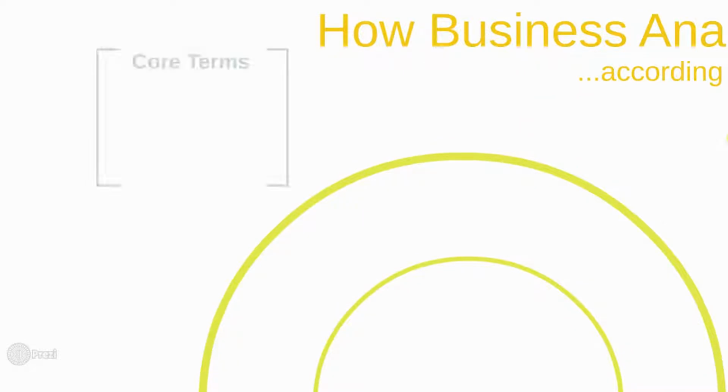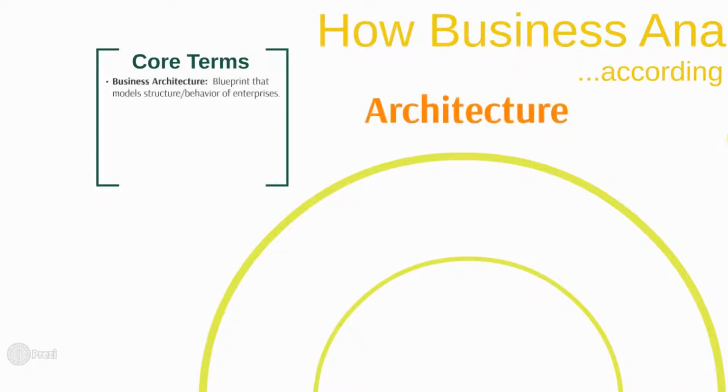Let's start by defining three core terms. Business architecture represents the foundation of business analysis. Business architects create a blueprint to model the structure and behavior of one or more enterprises. An enterprise is a system of organizations along with solutions they employ to pursue common goals.